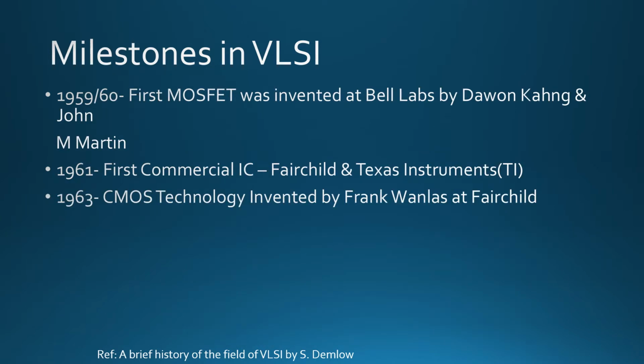The first MOSFET was invented at Bell Laboratories by Dawon Kahng and John M. Atalla in the 1959-60 period. In 1961, the first commercial IC was built by Fairchild and Texas Instruments almost at the same time. In 1963, CMOS technology was invented by Frank Wanlass at Fairchild.